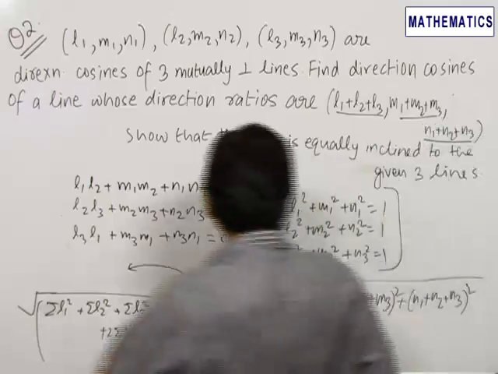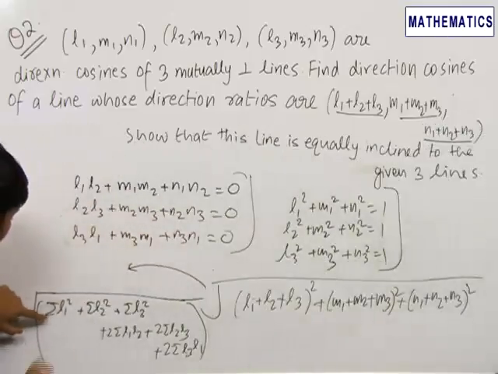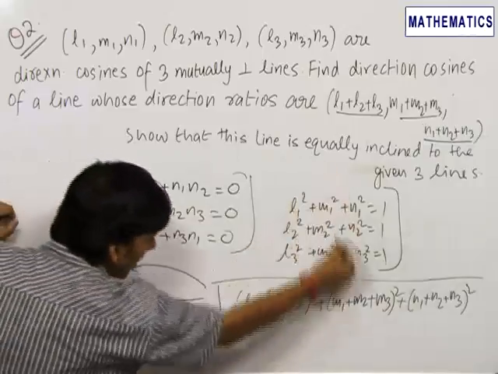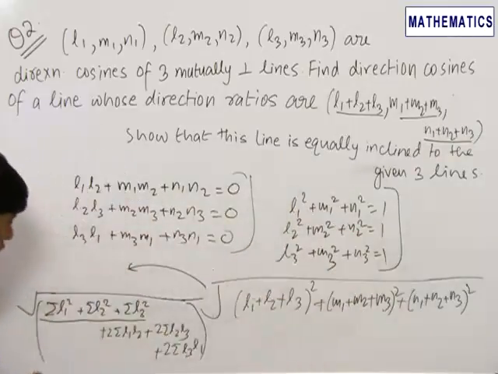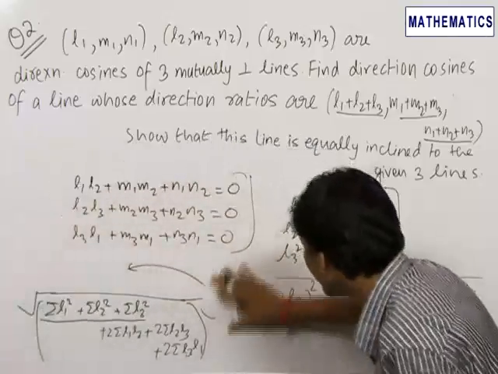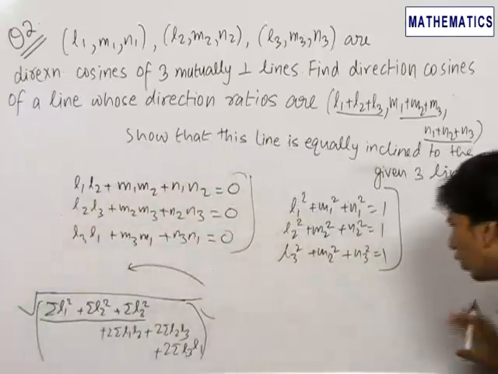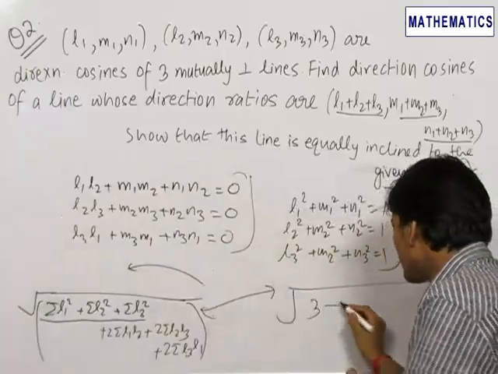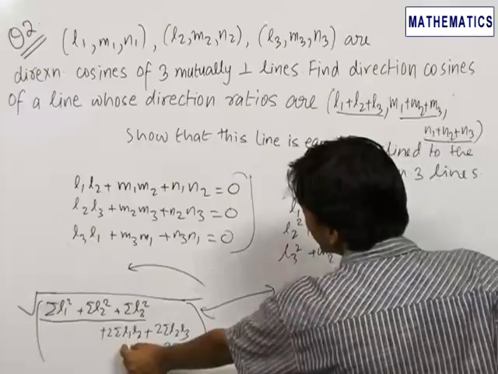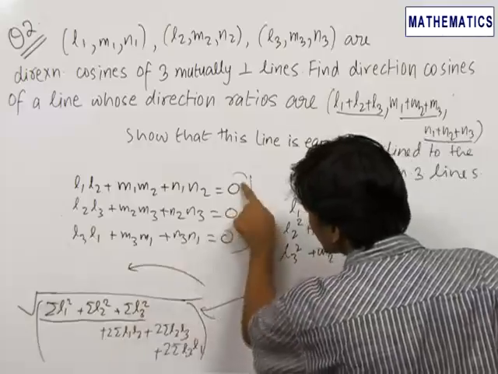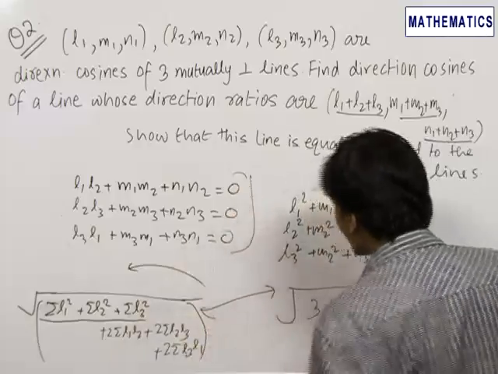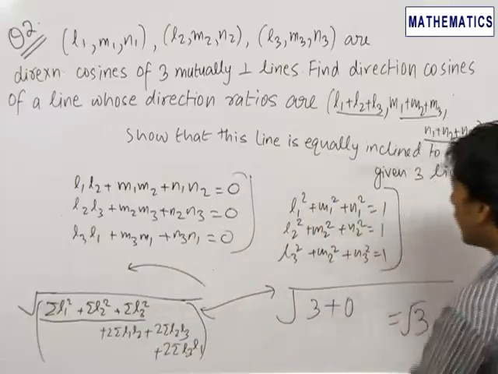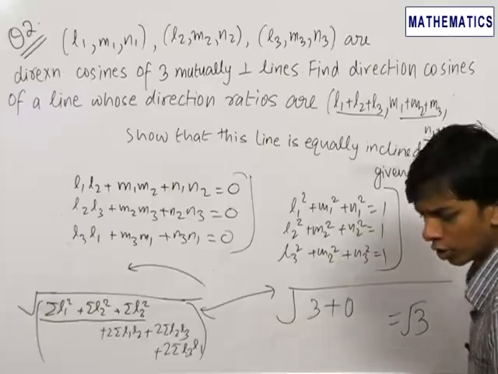Now we can easily see that summation L1 square plus summation L2 square plus summation L3 square is equal to the sum of these three equations, that is equal to 3. Therefore on writing this over here we get root over 3 plus this L1 L2 plus M1 M2 plus N1 N2, that is equal to 0. Similarly these two terms are 0 plus 0, that is equal to root 3. Therefore we get the value of the denominator as root 3.